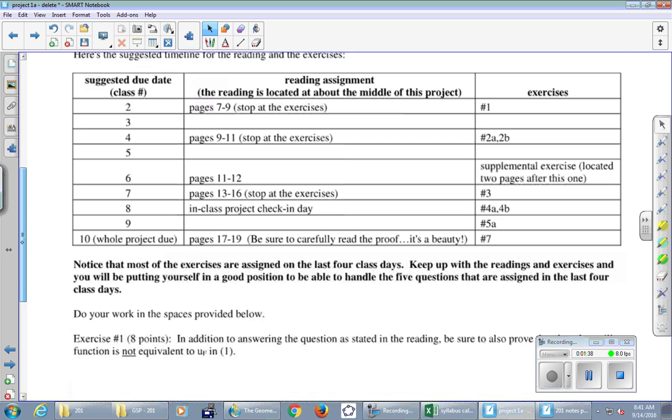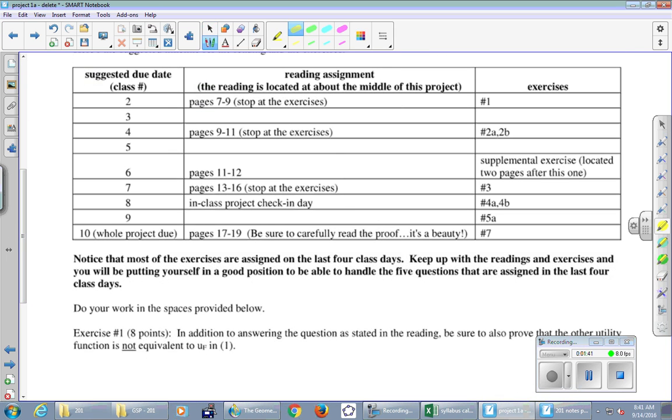So first, just want to be clear, again, on the back of the first page, it's got this recommended timeline. Today is class number 4, so if you are on track according to this timeline, then you have finished reading pages 7 through 9 and also 9 through 11, and you have finished exercises 1 and 2A and 2B. There are only 7 exercises here, but what's going to get you is the reading. The reading is challenging. It's going to push you. But in any event, I think I've tried to space this thing out pretty well. So if you are on track, you have finished reading up to page 11 and done questions 1, as well as 2A and 2B.